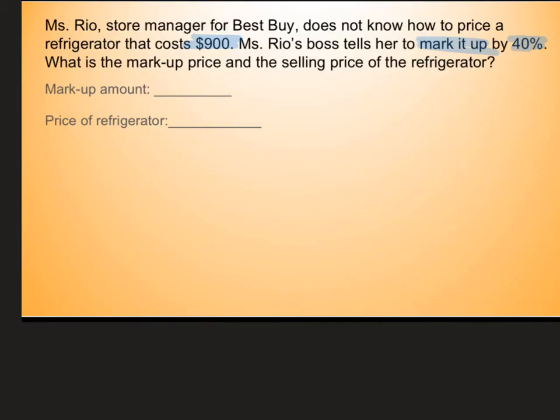So first thing we have to do is figure out the markup amount. So we're going to take our $900, our starting wholesale price, and we're multiplying it by our 40%. But remember, it needs to be written as a decimal. 40% written as a decimal is 0.4. We have our calculators, so let's go ahead and do that. 900 times 4/10 or 0.4 should get you 360. So for this fridge, her boss wants her to mark up the price by $360. So that's part 1.